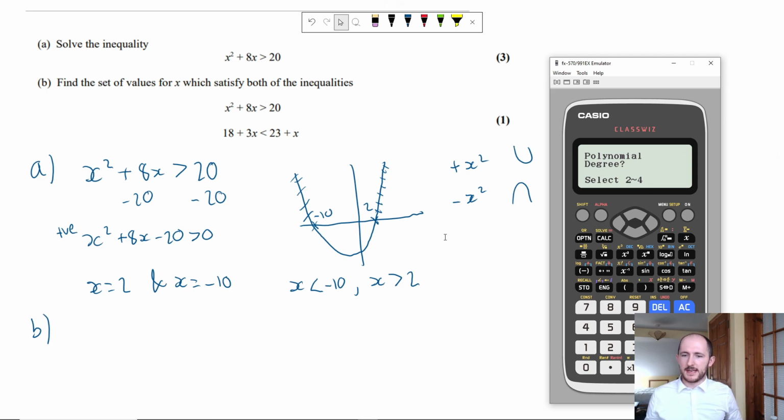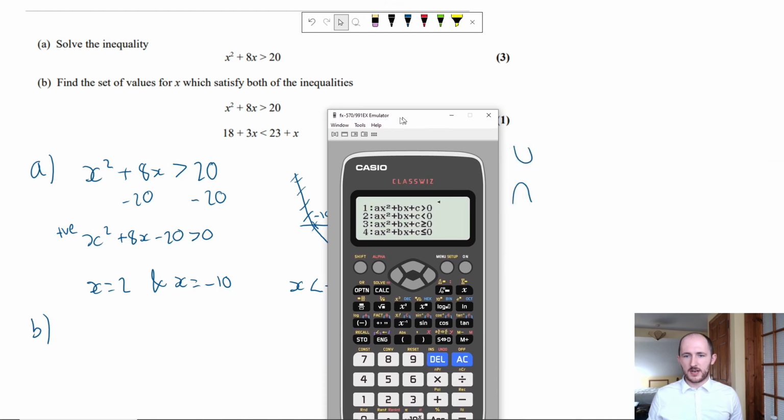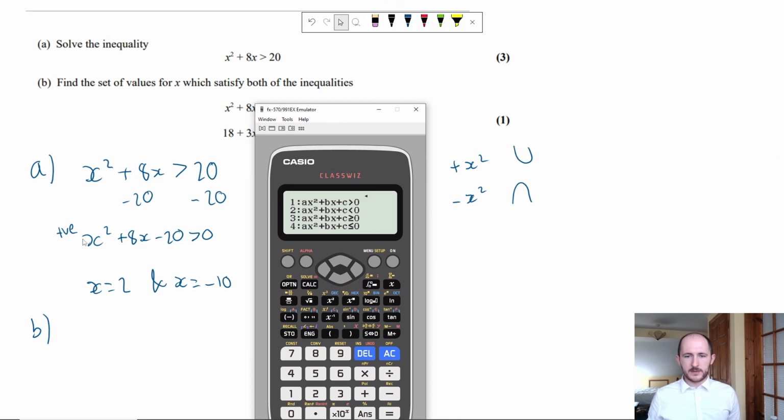So polynomial degree, again, we're looking at x squared, that's the biggest power of x we have. So the polynomial degree is 2. And then this comes up. Now this is where things get a bit spooky. But let's have a look at our question. Our question is x squared plus 8x minus 20 is bigger than 0. So that looks like this first option, ax squared plus bx plus c is greater than 0. So that's the option I'm going to pick.